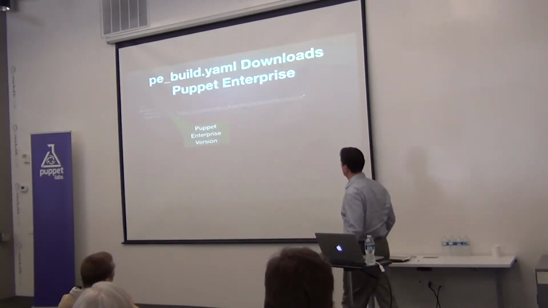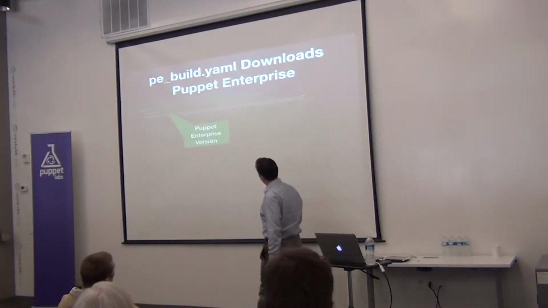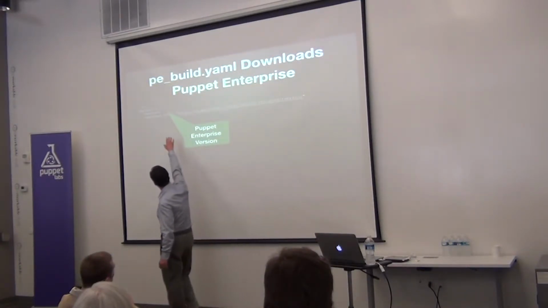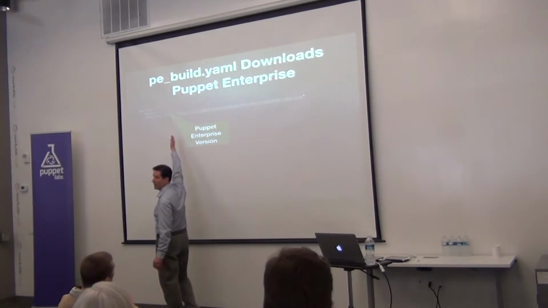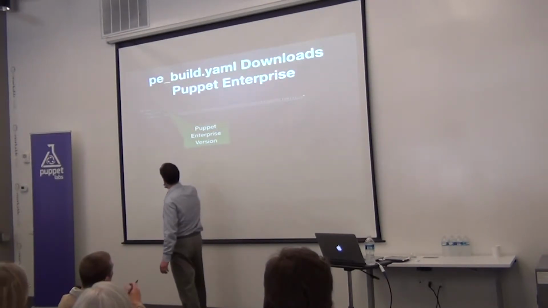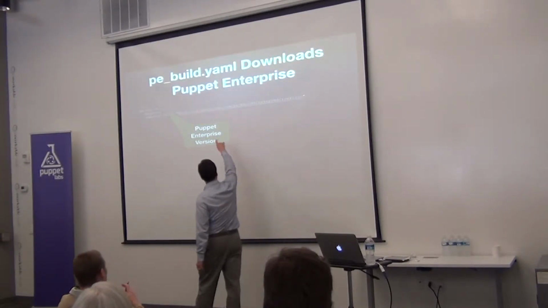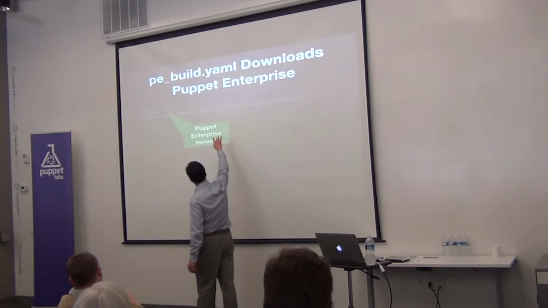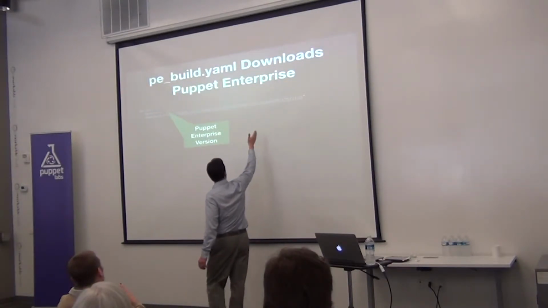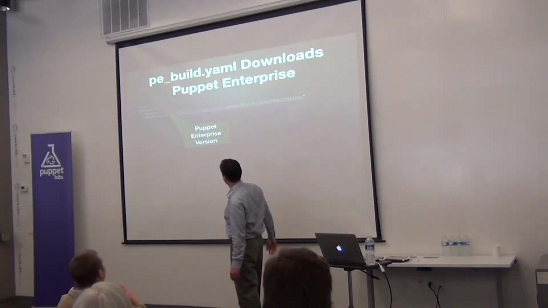This is probably the simplest one. PE Build YAML has the version number. We use 3.3.2. I was hoping to come here with the new 3.7, but unfortunately, it's just not ready yet. And of course, this download has never changed. We can get Puppet from here and get all the different versions.